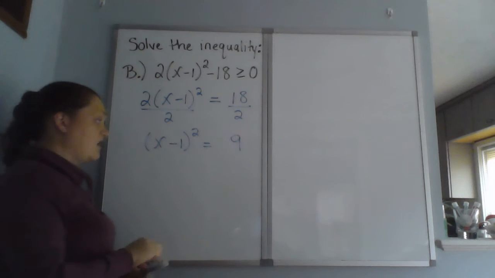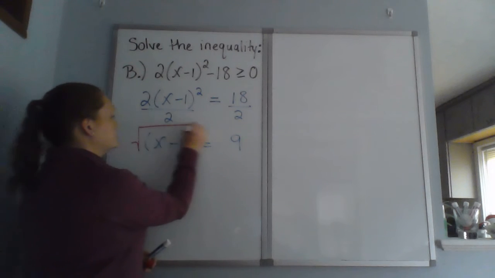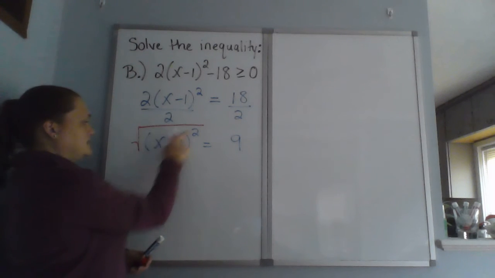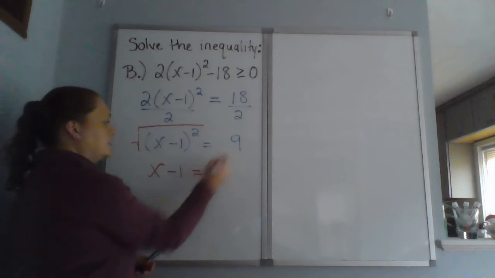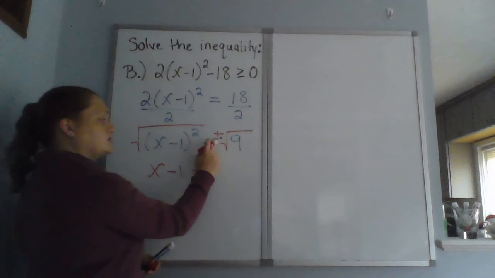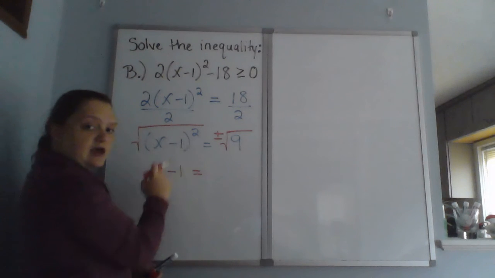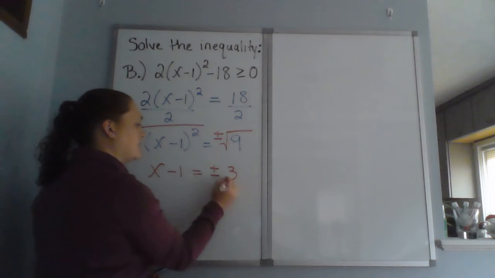And then from there, I can square root both sides. So if I square root the left, that'll make the parentheses squared go away and give me just the x minus 1. And then I'm going to square root the right as well. I'm square rooting a number, so I need the plus or minus involved, okay? Square root of 9 is 3, so this is positive and negative 3.